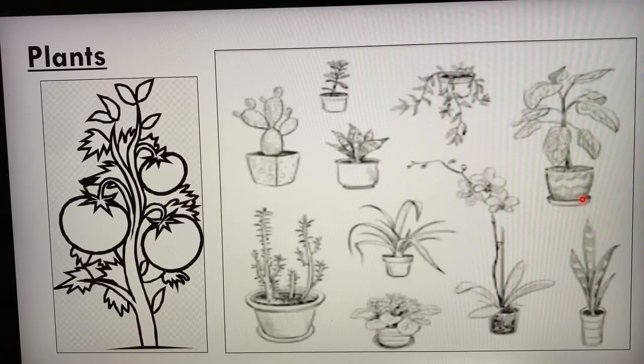So these are more examples or more images of plants. This is another cactus here. This is obviously the tomato plant. This is the tomato fruit. Alright, these are the leaves. This is the stem.